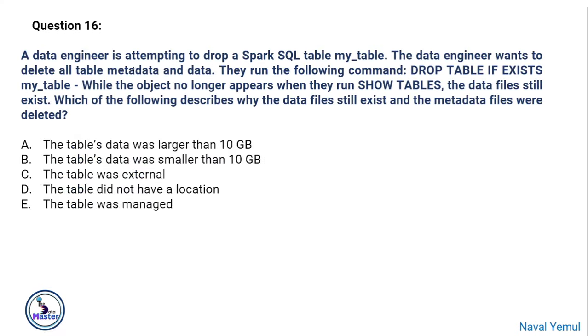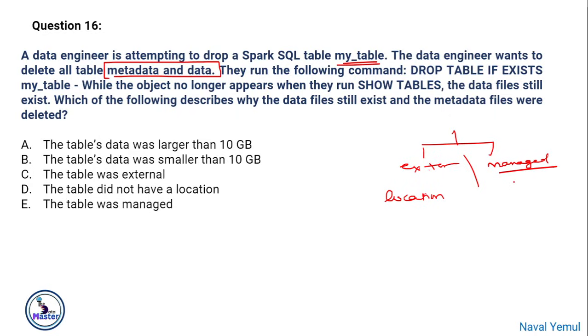A data engineer is attempting to drop a Spark SQL table, my table. The data engineer wants to delete all the table metadata and data. If you remember when I said there are two types of tables, one is an external table and one is a managed table. What is the difference between these two? When you want to create an external table, you have to give a keyword called location and specify the path. But when you are creating a managed table, you don't need to give anything. By default it will store directly in the user hive warehouse. So that is called a managed table.